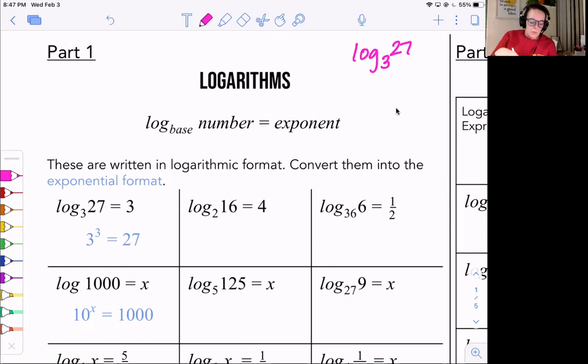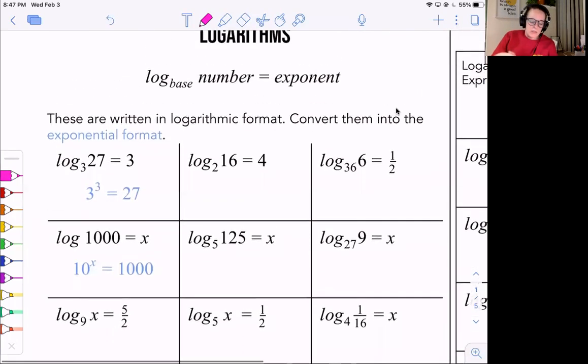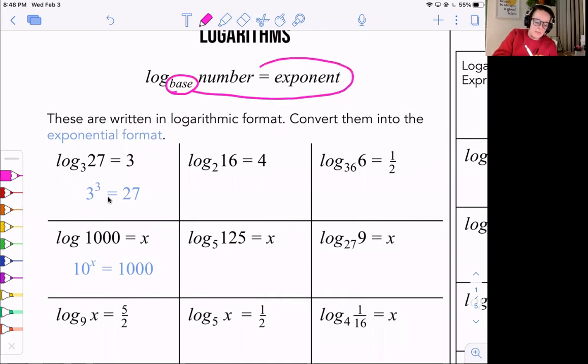So we have a bunch of examples here that are written in logarithmic format. So that means they have the log there. We're going to convert them into exponential format. So you'll see here that a few of them have been done for us. But essentially what we do is we say, okay, the base to the power of this number gives me that number there. So the base to the power of the exponent gives me the number. So the way it looks is like this. So like 3 to the power of 3 is 27, right? So we would write it 3 to the power of 3 equals 27.